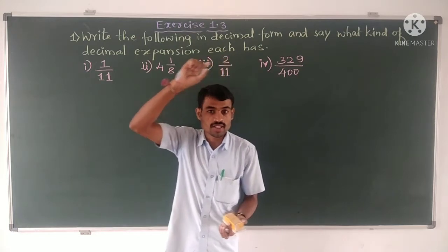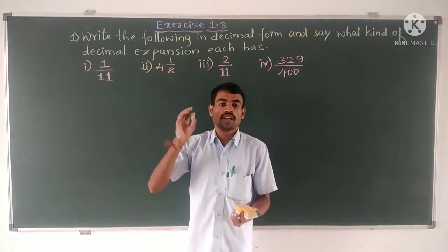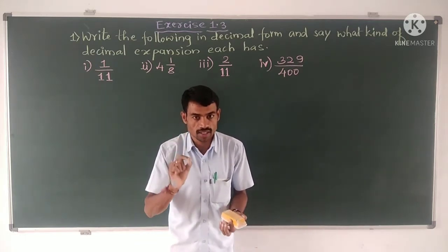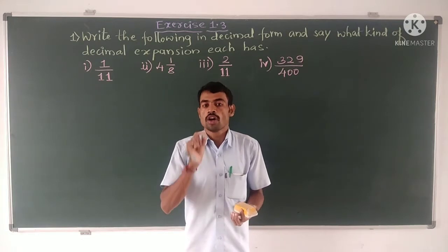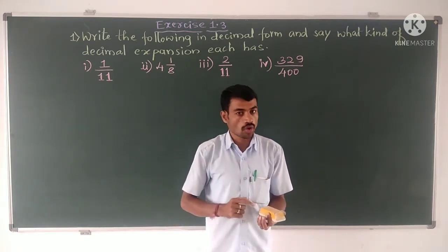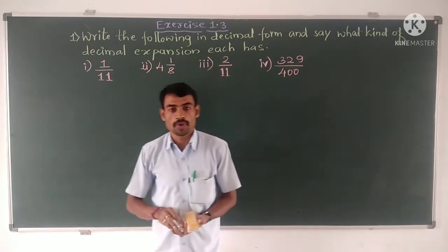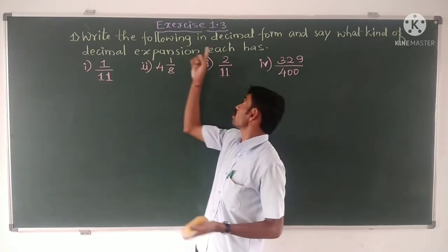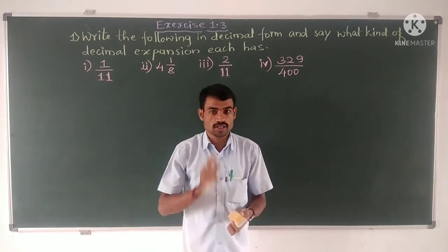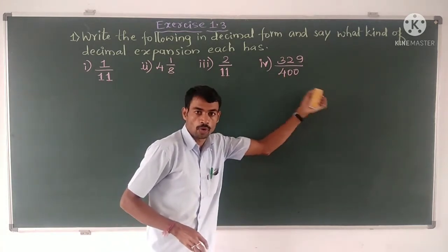And some digits will repeat in the quotient. That's why the decimal expansion of rational numbers is either terminating or non-terminating repeating, or recurring as we call it. Clear? So they have given 4 rational numbers. Actually, in Exercise 1.3 they have given 6 rational numbers. 2 we have already discussed, and the remaining are 4.